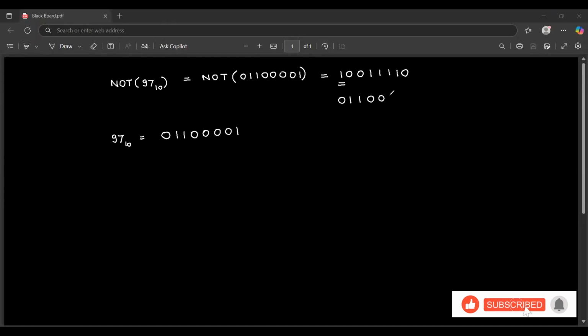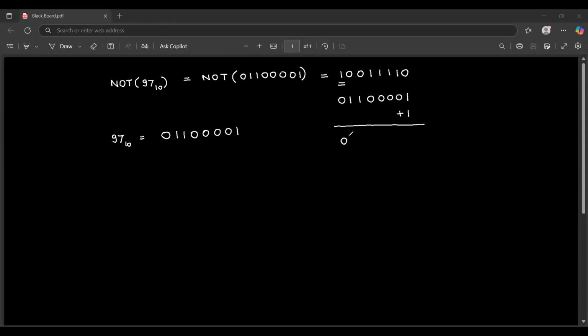So 01100001. Now you have to add 1 to this. If you add 1 to this, what will you get? You will get 0, 1, 1, 0, 0, 0, 1, 0. What is it equal to?